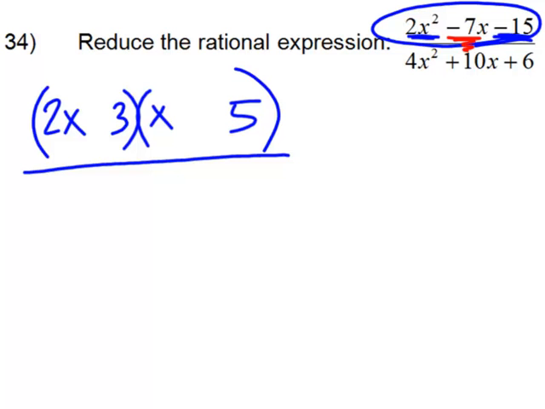I really just rather lucked out here, that if I imagine foiling this out, 2x times 5 would give me 10x, 3 times x would give me 3x, I'm wanting a negative 7x here, right? So as long as I put the pluses and minuses in the right spot, I'll be good. So I will put a minus here and a plus here.